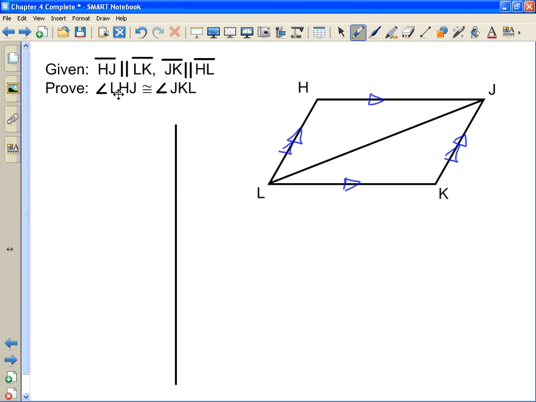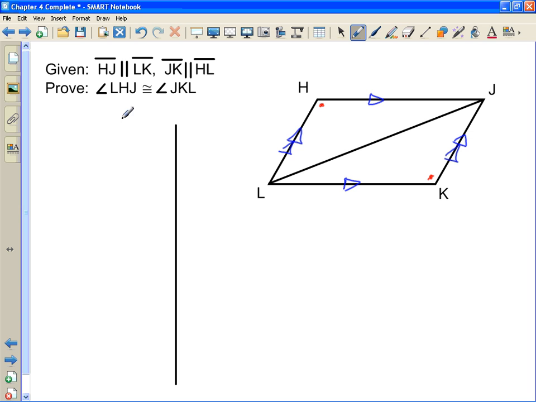Okay, I'm trying to get LHJ, so I'm going to mark it in red just so I know which angles I'm looking for. LHJ, this one, I want that to be congruent to JKL, this one. That's what I'm working for. So what I think I'm gonna do is try to get this top triangle to be congruent to this bottom triangle. If I can get those triangles congruent to each other, then I can say these angles are congruent by CPCTC.